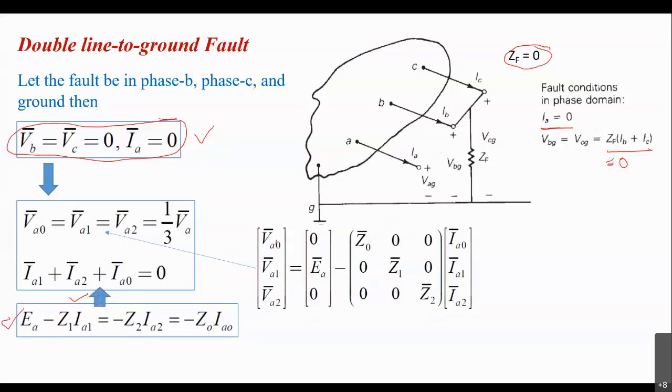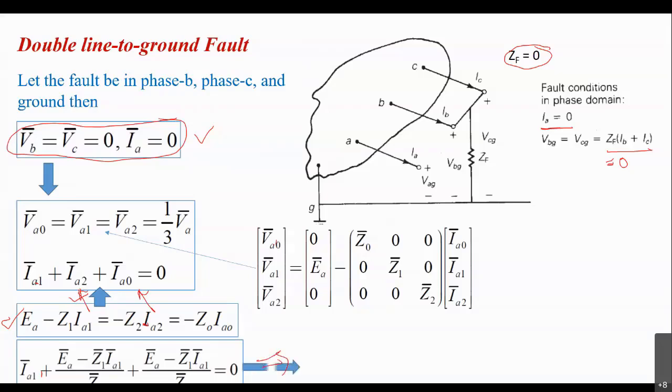Now from this equation, if we eliminate IA2 and IA0, we can easily find IA1. So just by eliminating, we'll see the equations. IA1 remained like this, IA2 we have substituted from this equation, and IA0 we have substituted from this equation. Then you will find this equation, and from it you can find IA1, which is nothing but equal to EA by Z1 plus Z2 Z0 by Z2 plus Z0. So this is the double line to ground fault equation.